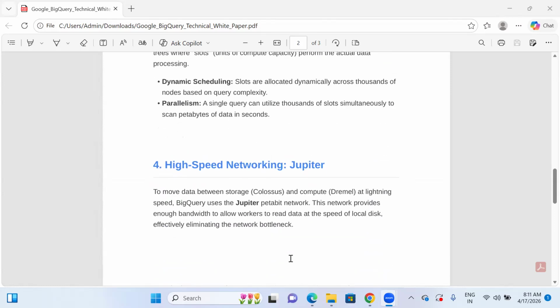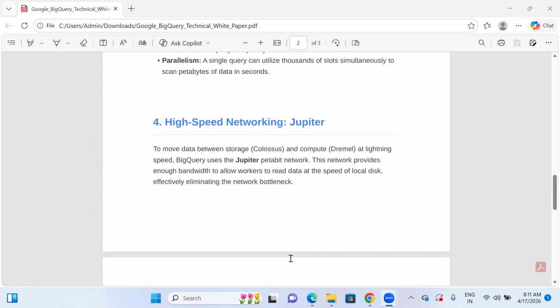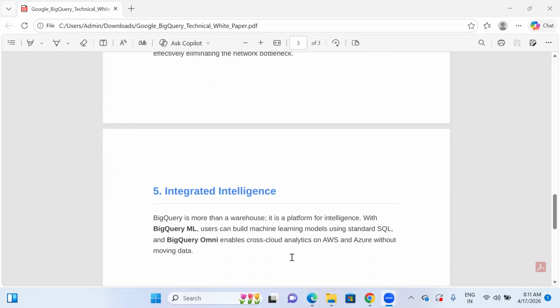Next, we can use high-speed networking, which is Jupiter, because we want to move data between storage and compute at lightning speed. BigQuery uses Jupiter for this network, which provides sufficient bandwidth, allowing workers to read data at the speed of local disk and effectively eliminating network bottlenecks. Everything can be done under the high-speed networking of Jupiter.